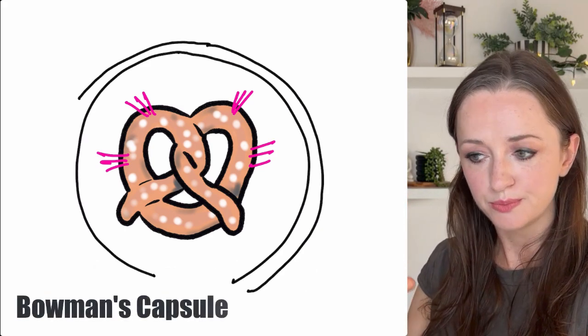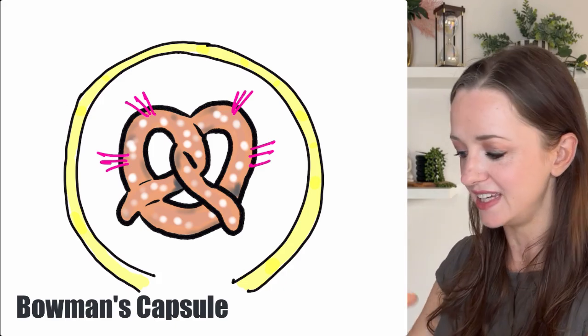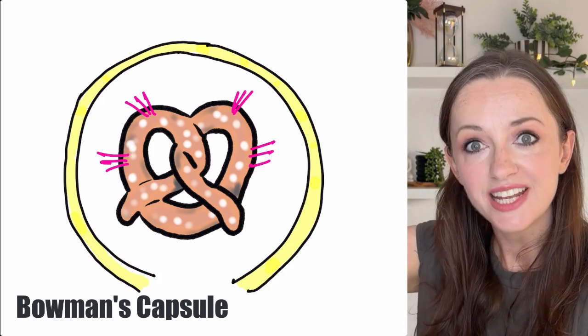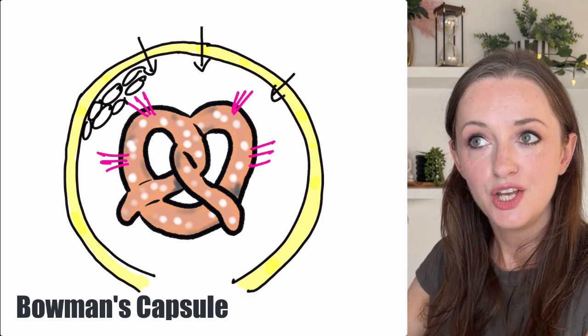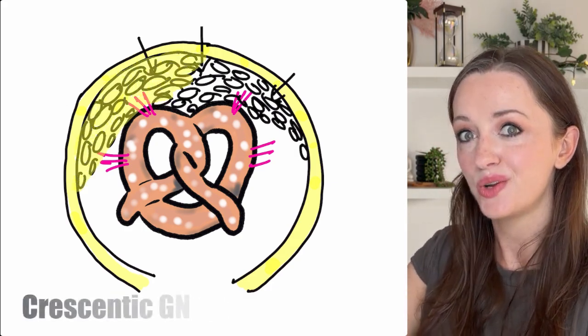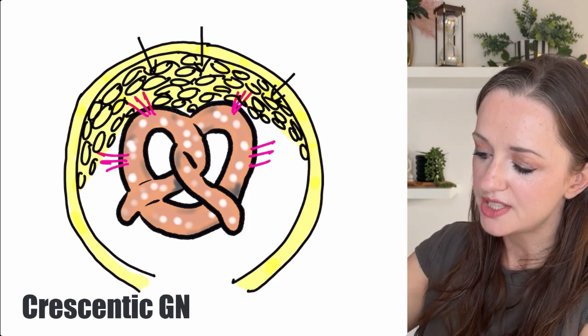So around this pretzel is Bowman's capsule. And when it starts to see that there's like a war zone happening here in the glomerulus, Bowman's capsule's like, what is going on? And so what it does is it proliferates in to create a wall around this disaster area, and that is called a crescent. So there's this little crescent around, and then there's a glomerulus that has exploded, so that doesn't look very well. So that's crescentic GN, and that can happen in lots of different things.